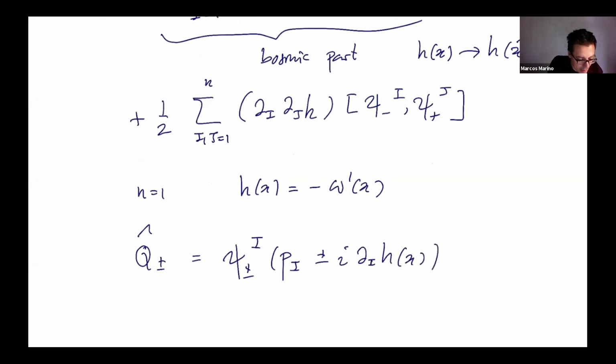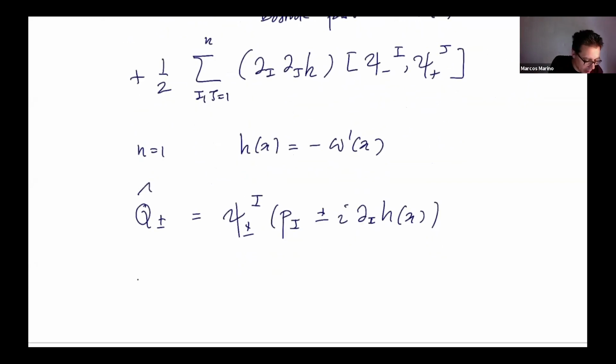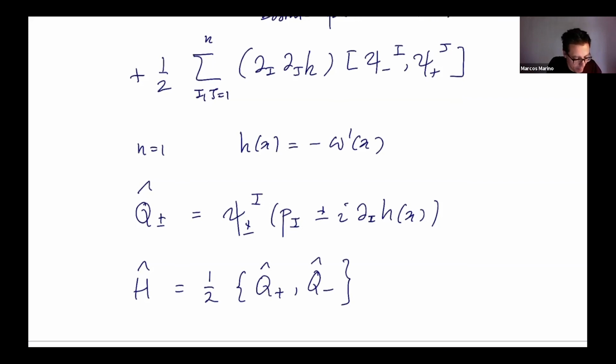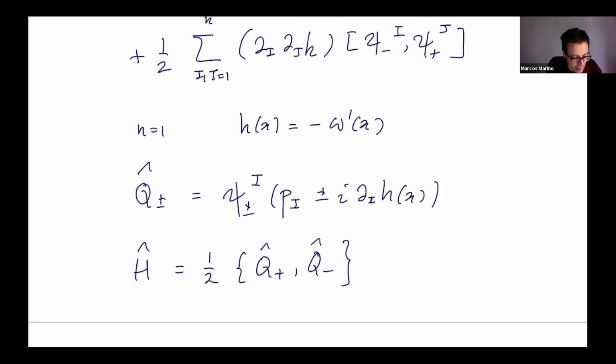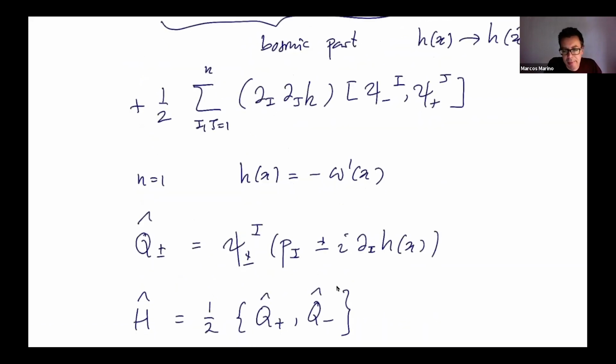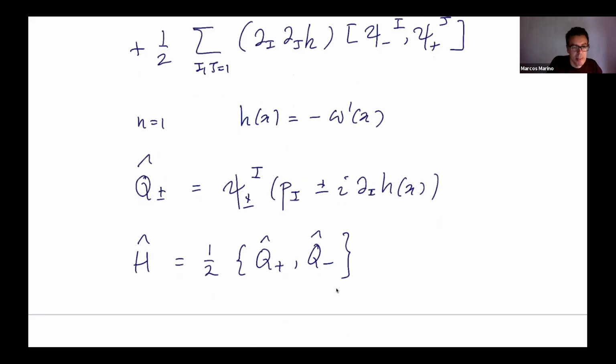And it's relatively easy to check, and this I leave as an exercise for you, that H is actually 1/2 of the anticommutator. So this is something that we used before. So H is the anticommutator of the two supercharges up to a factor of 1/2, okay? So this is a slight generalization of what we had before. And we can now study this Hamiltonian again, as we did before.